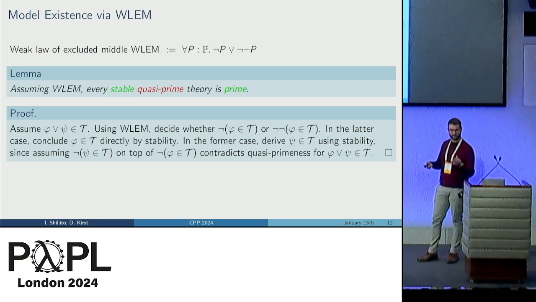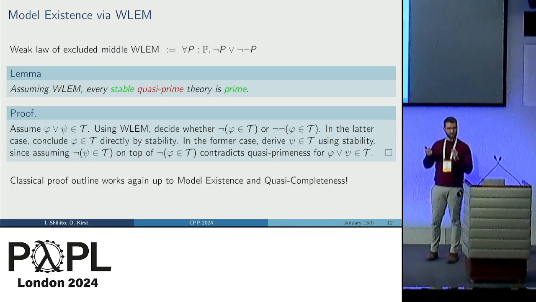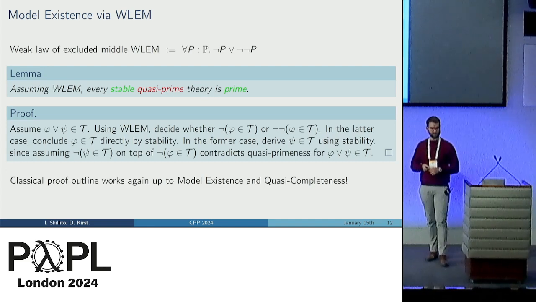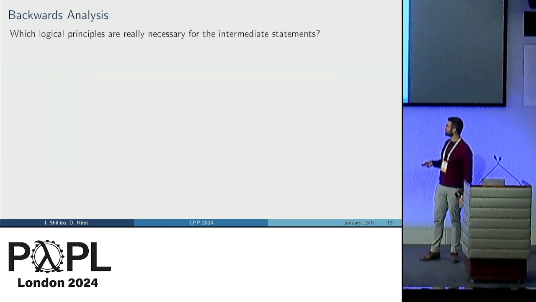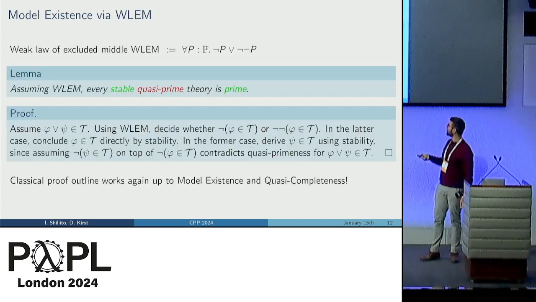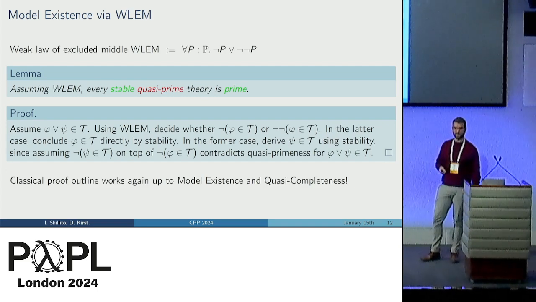You just start with some disjunction, use the weak excluded middle on membership, and then eliminate the double negation you get. So what we know from there is that if we throw in the weak excluded middle, then we can re-establish the original proof outline, and even more so, we get up to model existence and quasi-completeness, these intermediate statements of completeness.